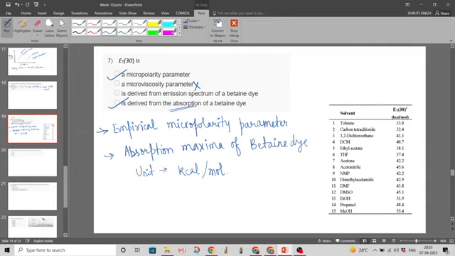Suppose we see here, methanol has a value of 55.4, whereas toluene is less polar and has only 33. So it is a polarity scale, which classifies the solvents according to their polarity. Acetonitrile comes somewhere here, 45.6.